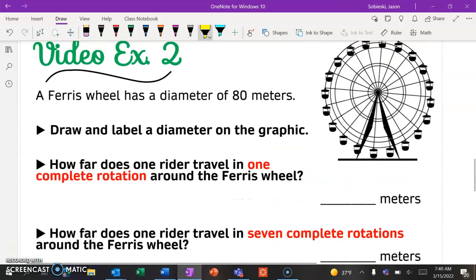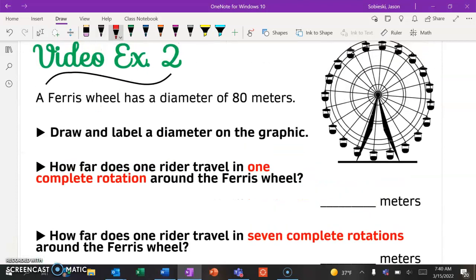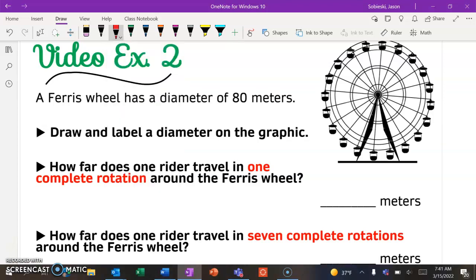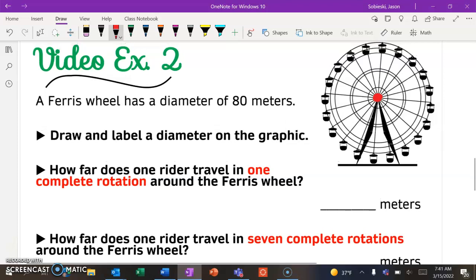All right, let's look at this second example. So we're going to look at a Ferris wheel, which has a diameter of 80 meters. So they want us to take the graphic and actually draw a diameter on it. So here's our center point in the middle of the Ferris wheel. And then again, diameter is from edge to edge through the center point. So maybe something like this.